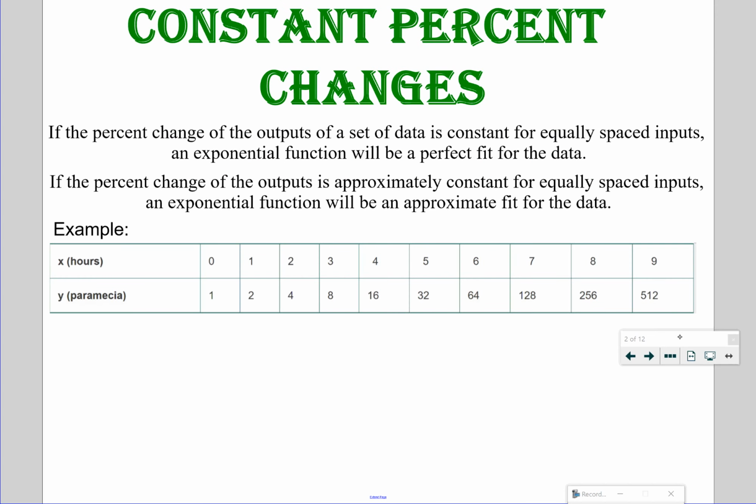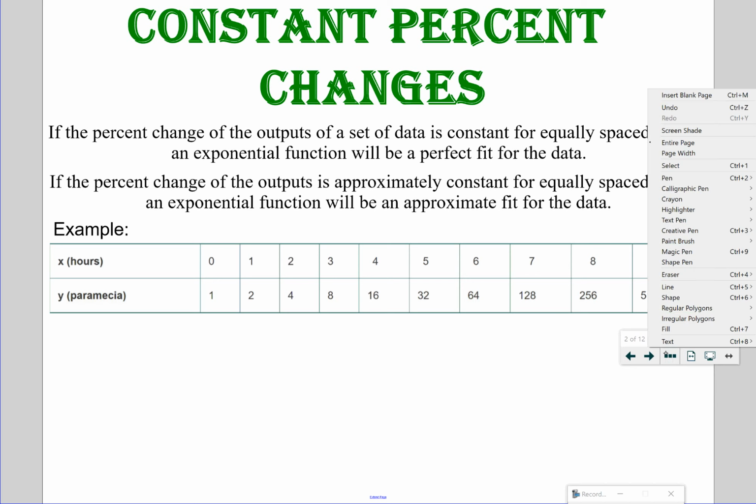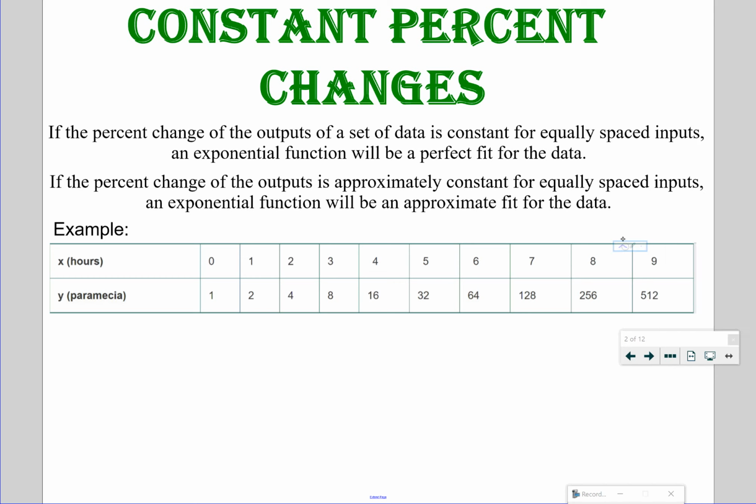All right, so let's talk about what data that's exponential will look like in a table of values. It has to do with percent change. So let's read through this first piece. It says if the percent change of outputs of a set of data is constant for equally spaced inputs, remember that's going to be a condition here, we want to make sure our x's or our inputs are equally spaced before we even determine anything, an exponential function will be a perfect fit for the data.